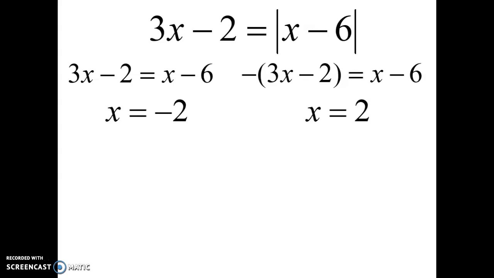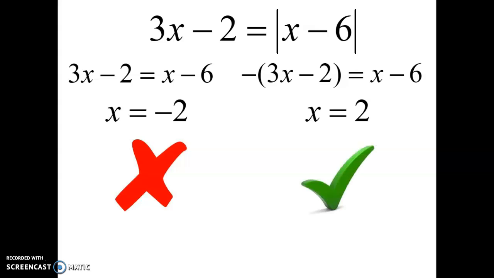Or sorry, negative 6 minus 2 is negative 8, right? Well, the absolute value cannot equal a negative number, so this answer will not work. As for the 2, if you put 3 times 2, you get 6 minus 2 is 4. And then on the inside of the brackets, 2 minus 6 is negative 4, but the absolute value of negative 4 is positive 4. So those two things do, in fact, work. So that is an answer.